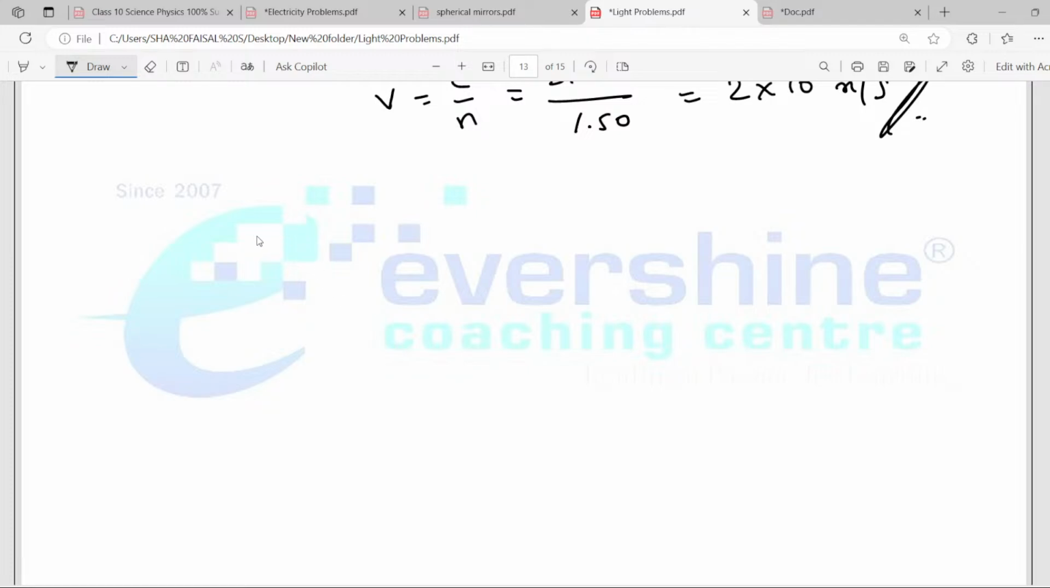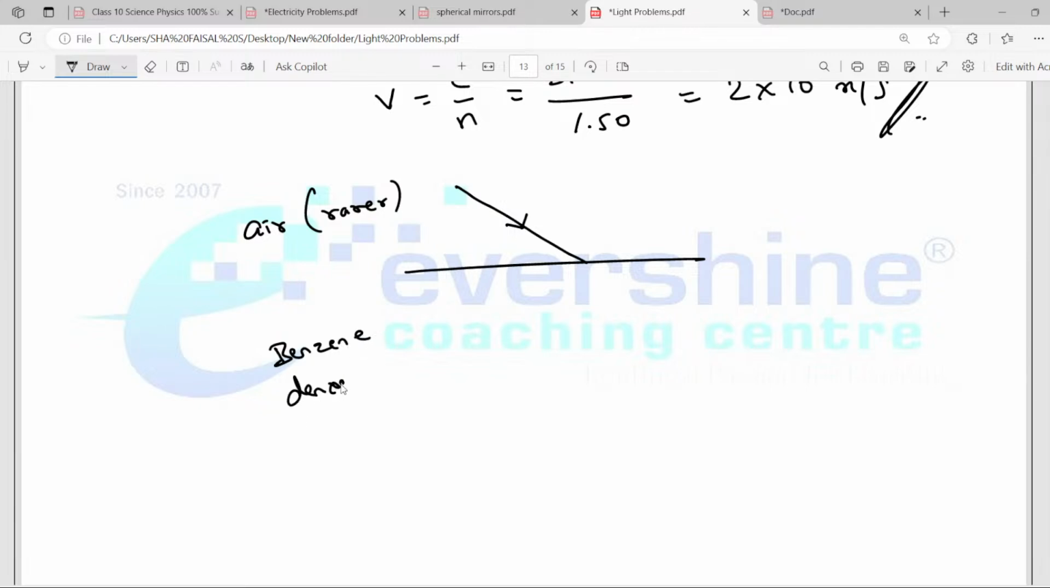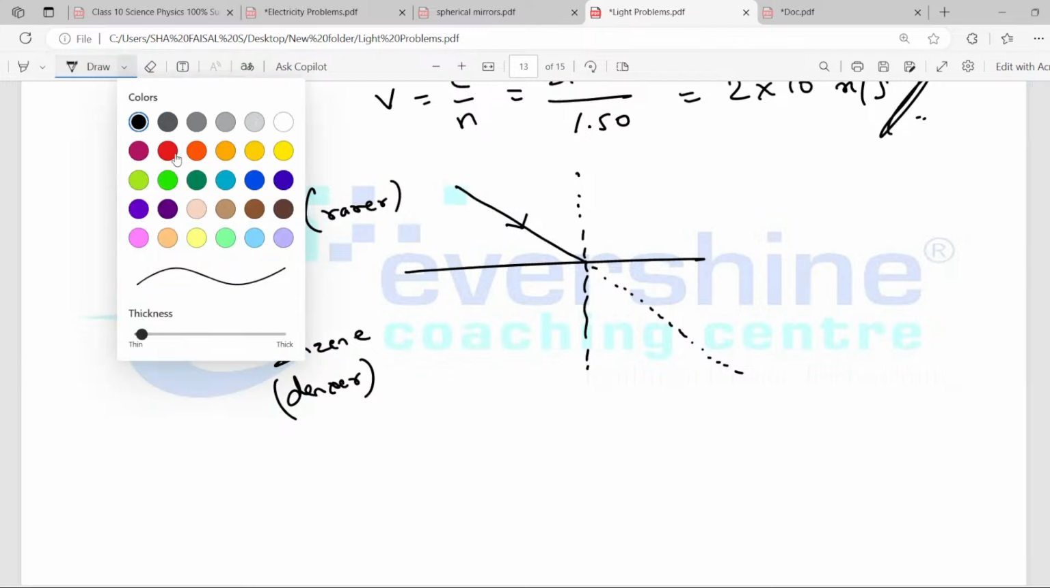When the light is traveling from air medium, air we call it as rarer medium, to benzene medium, here benzene is known as denser medium. Let me consider this as denser medium. When the light is moving from air medium to denser medium, actually it doesn't travel in a straight path.